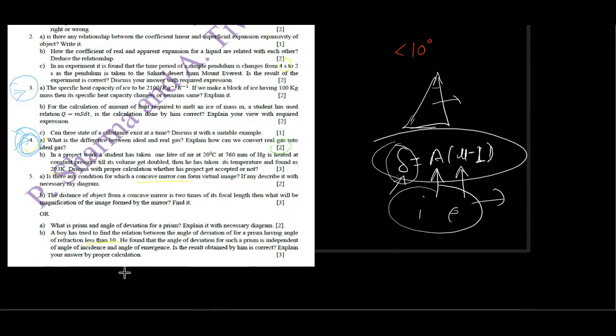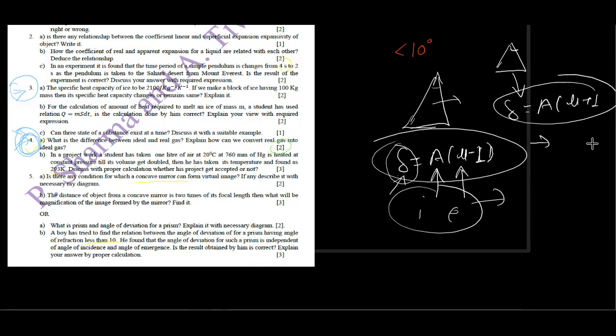Okay, so if you draw a prism and solve the prism equation, and if you get the relation delta equal to A into mu minus 1, that will be enough, and you have to write just a footnote or conclusion that from this expression we can easily say that the angle of deviation is independent of angle of emergence as well as angle of incidence. That's why the conclusion made by the student is correct. So this is enough for this question. Let us move to another question.